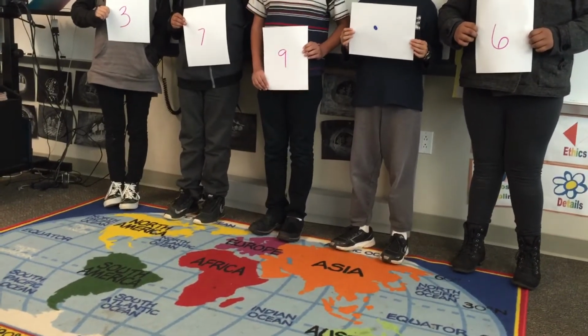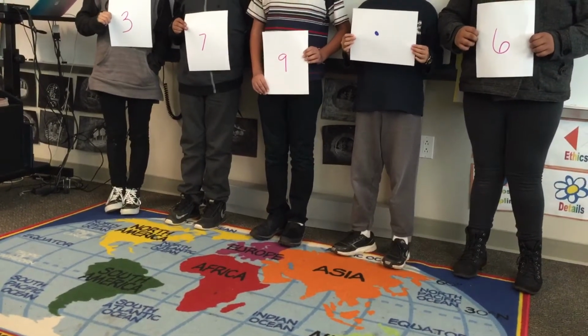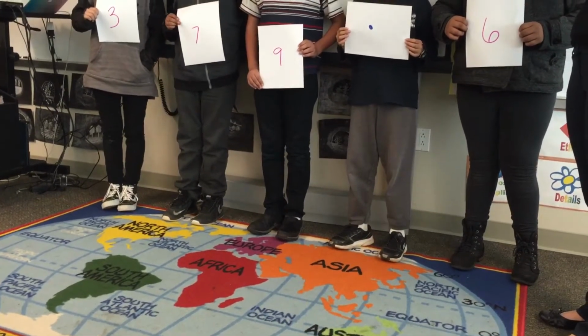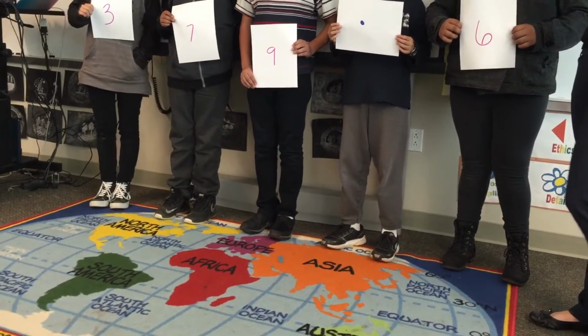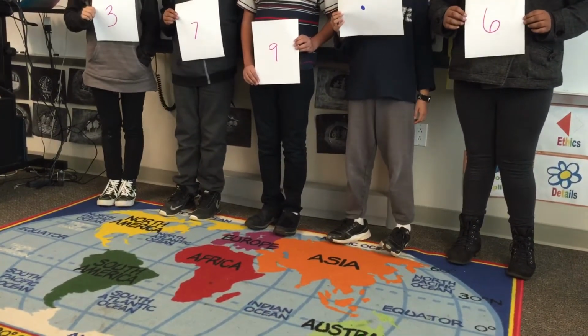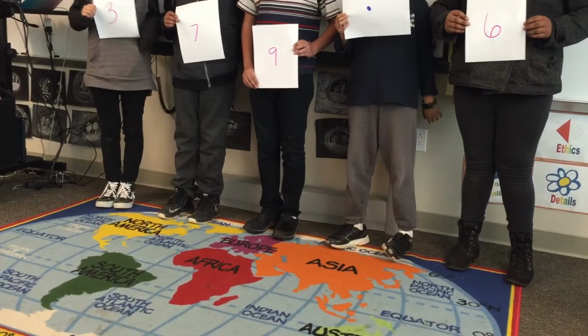Now, let's review our place value. The 3 is in the 100 spot. The 7 is in the 10 spot. The 9 is in the 1 spot. And then we have a decimal to represent the numbers after the decimal that are less than 1. And the 6 is in the 10th spot.